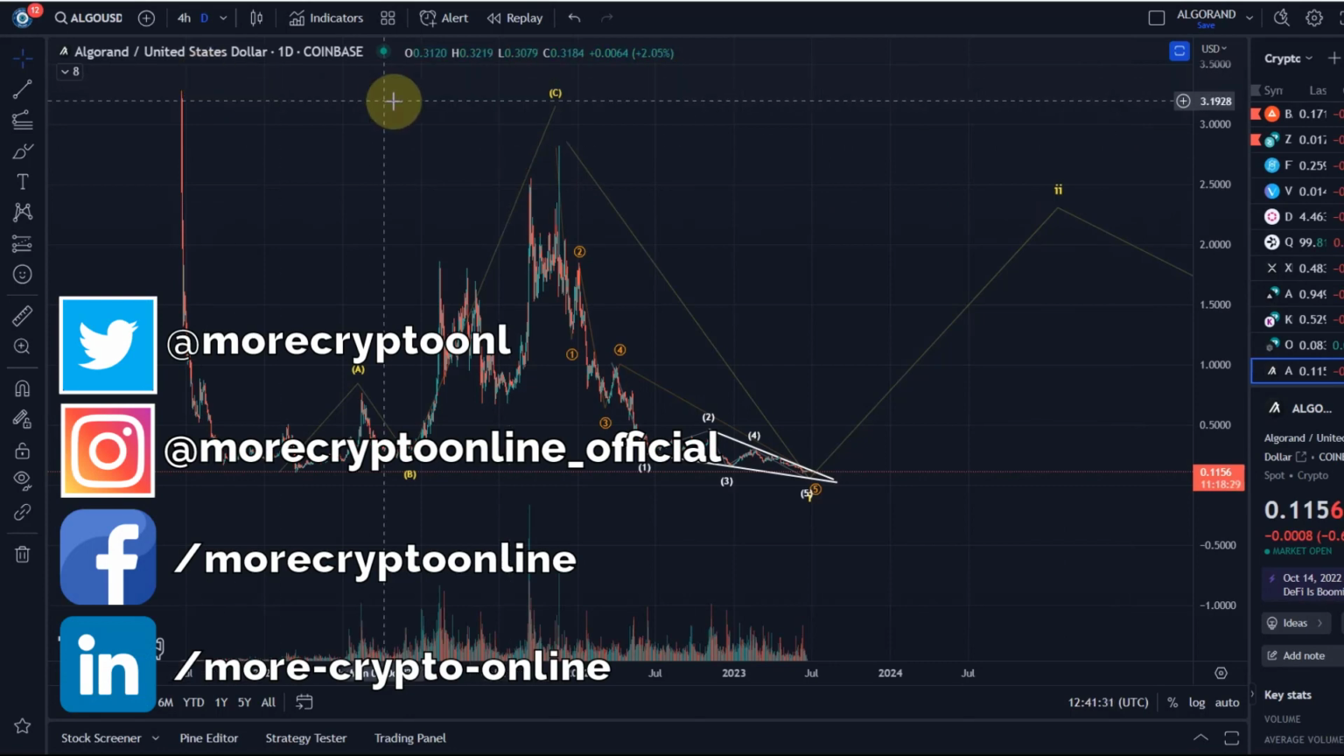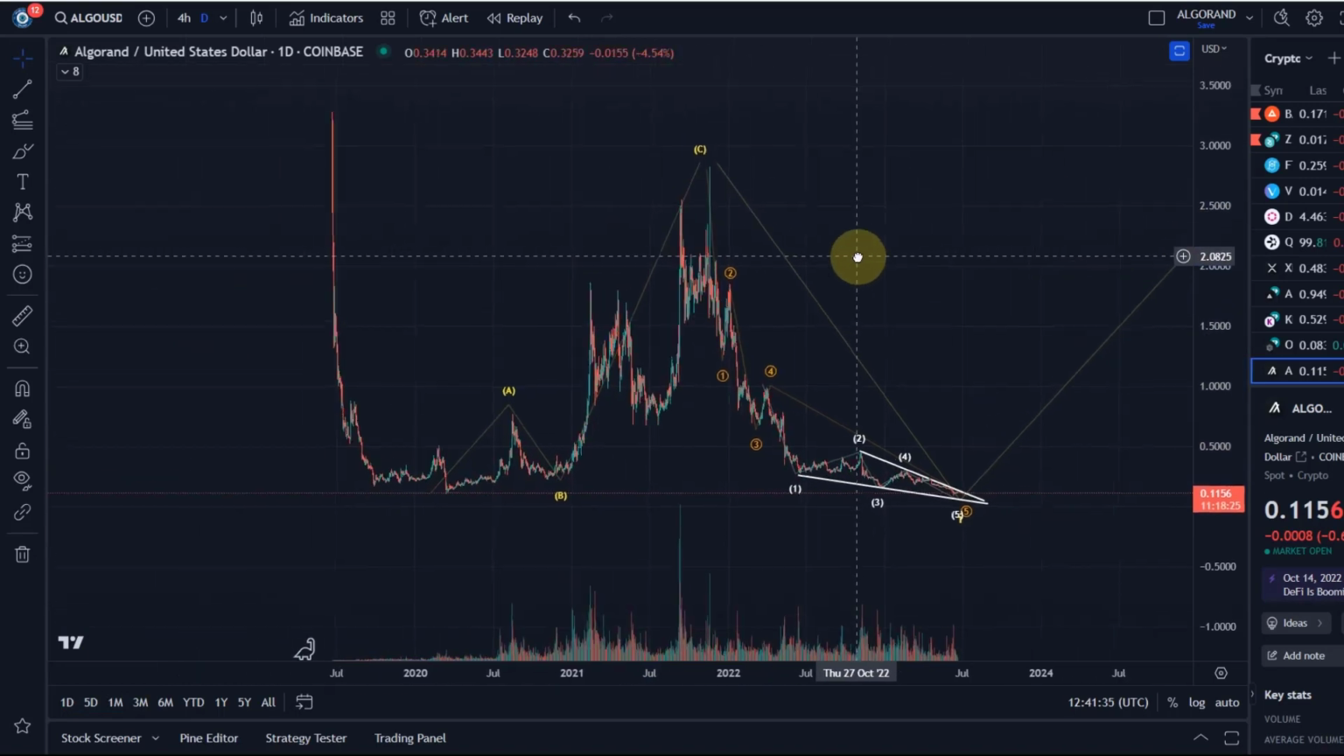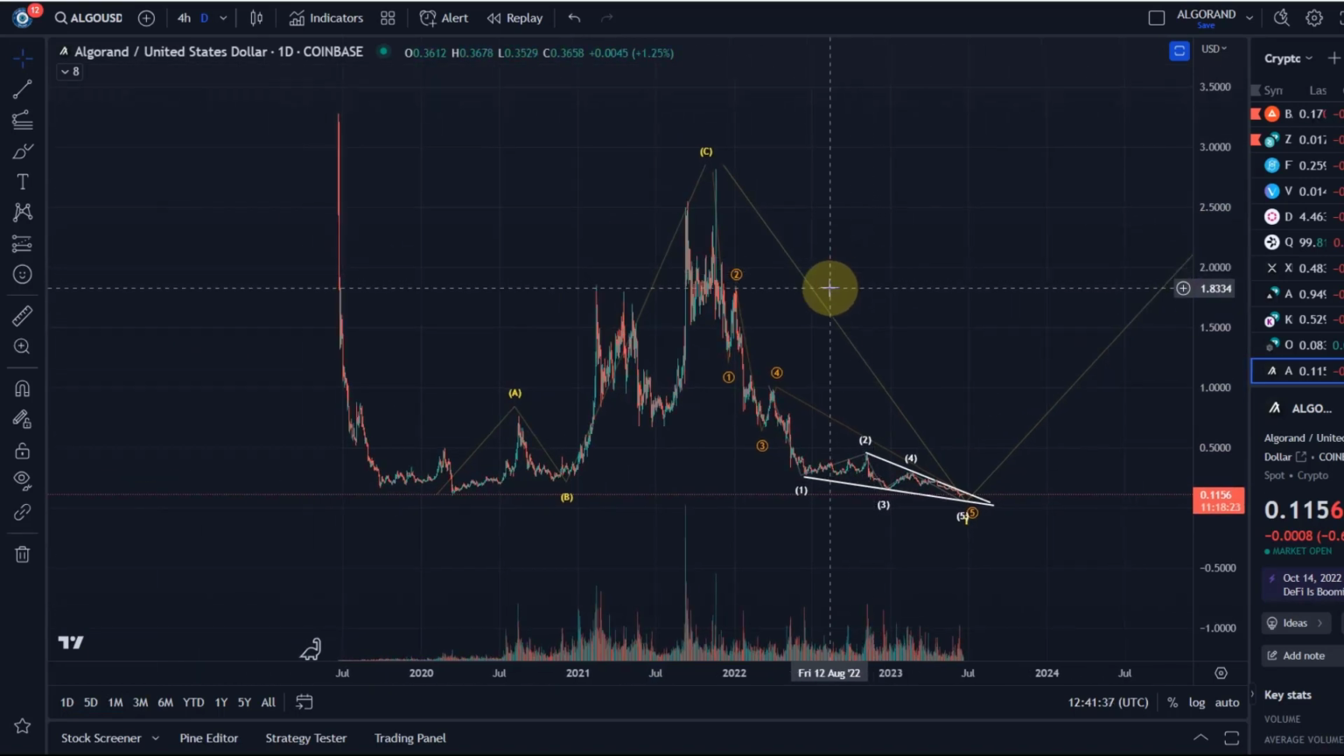Had a lot of requests again for Algo in the last few days. Let's take a look at the longer term chart first, because I do not cover Algo so often, because it is a bearish chart. Nevertheless, it might be interesting for some of you. So let's take a look at that.